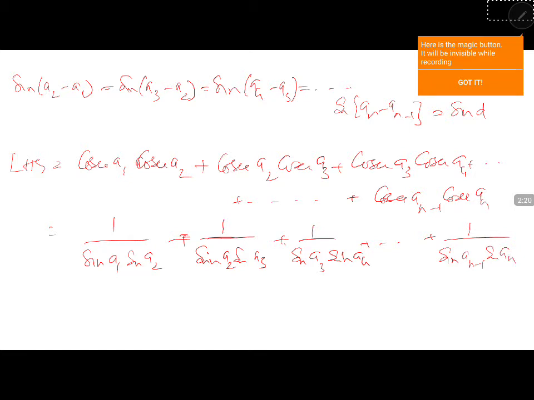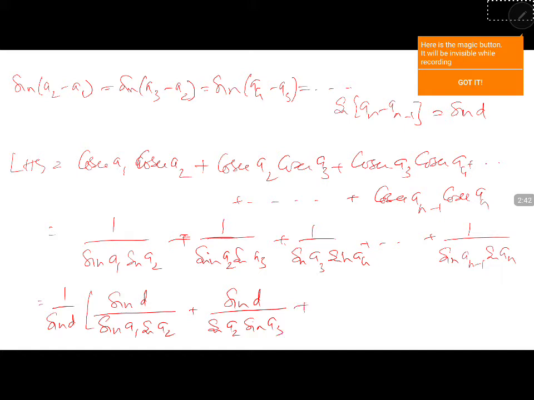Now I will multiply numerator and denominator with sin D. So it is 1 by sin D into sin D by sin A1 sin A2 plus sin D by sin A2 sin A3 plus sin D by sin A3 sin A4 up to sin D by sin A(N minus 1) sin AN.